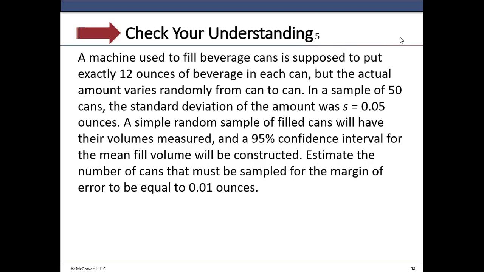equal to 0.01 ounce. So left parenthesis, critical value of Z is 1.96 for confidence level 95%, multiplied by standard deviation, which is 0.05, divided by margin of error, which is 0.01, close the right parenthesis, x square, and hit enter. And the answer is 97.